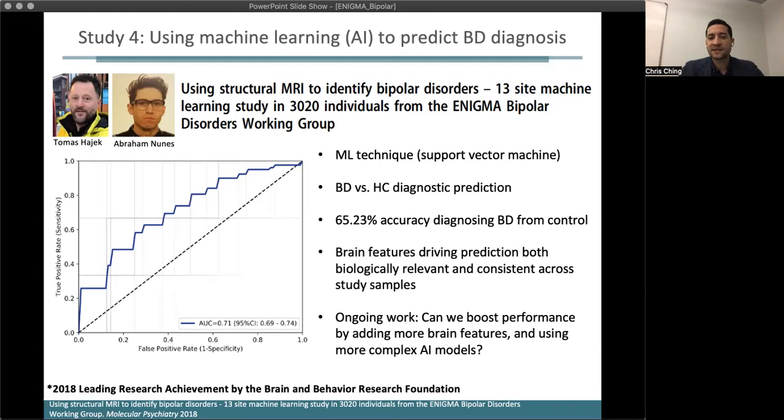So 65% doesn't seem all that impressive, but I think if we look and see that we are using a relatively pragmatic, small set of brain features, and those brain features driving the prediction were both biologically relevant and consistent across study samples. This study really provides an important jumping off point for many of the studies to come and the research for the future in which we're trying to boost this potential performance by adding more brain features, more complex AI models, et cetera.